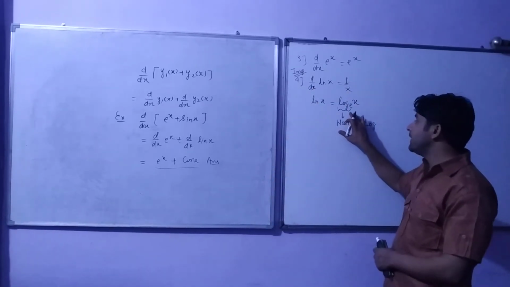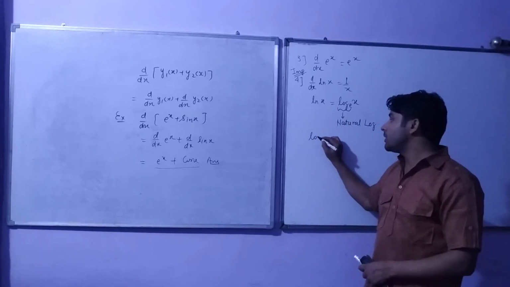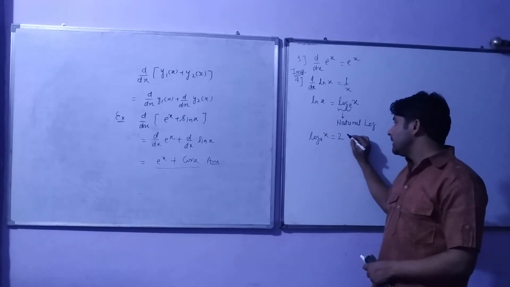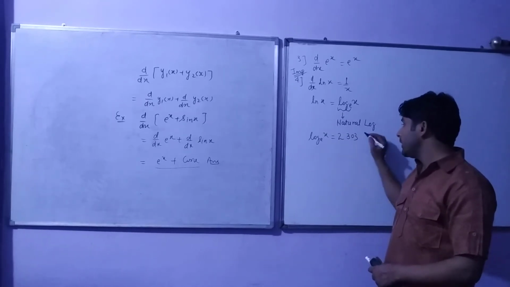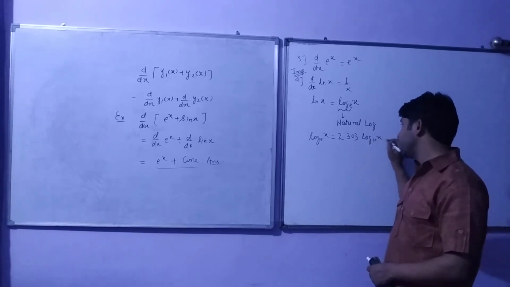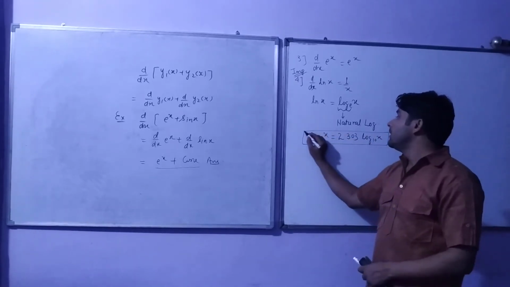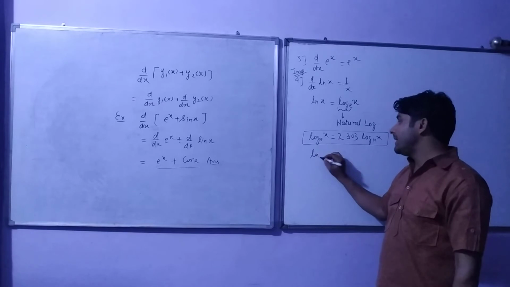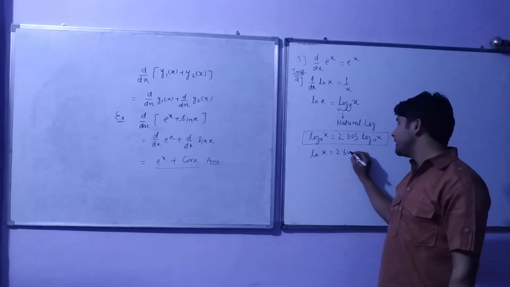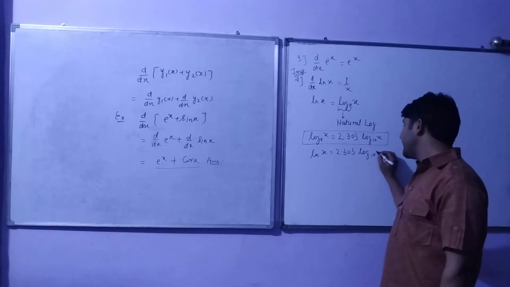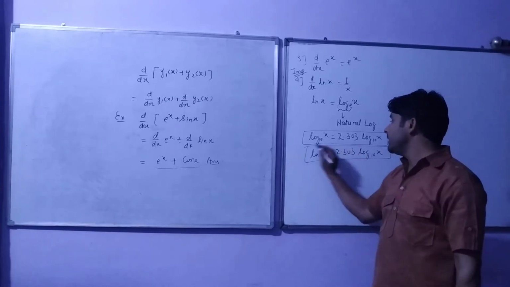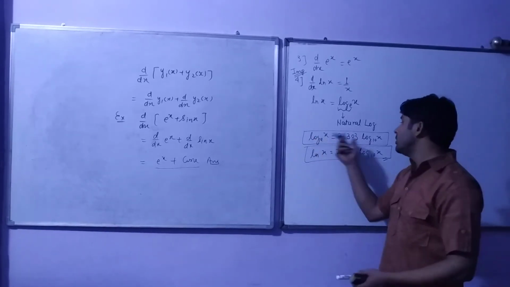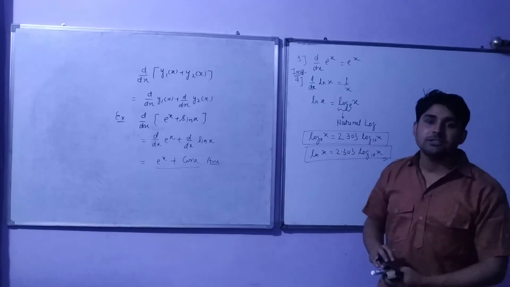The important formula here is, if we are to convert log base e into log base 10, then you will have to multiply by 2.303. Then it will be converted into log base 10. This is an important relation between log base e and log base 10. It means basically we may write ln x equals 2.303 times log base 10 of x. These two may be important for you for the conversion from natural log to log base 10. So just remember this.